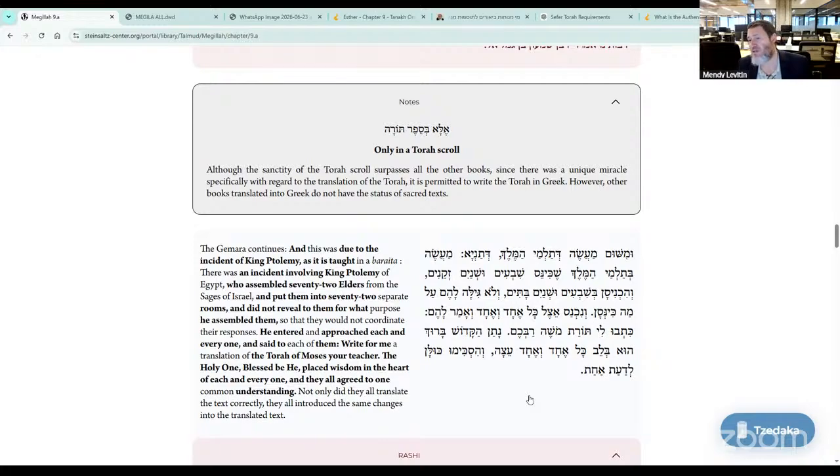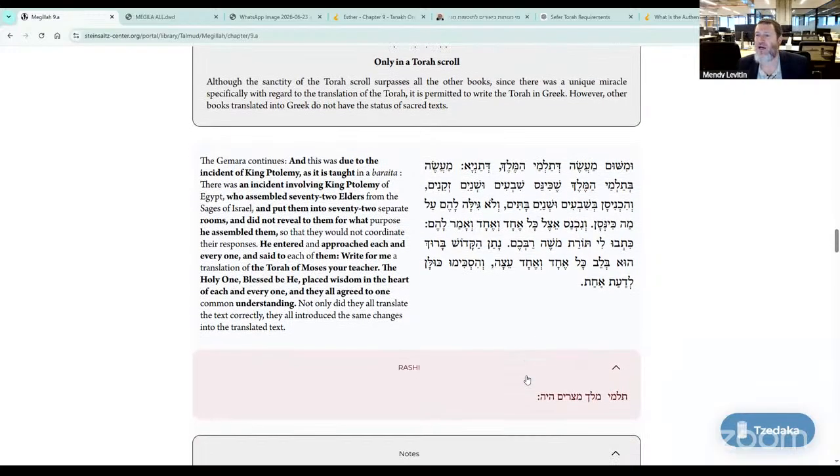Although Joshua did it as well, here Moshe wrote it in 70 languages. But that's another Gemara for another place. Moshe translated, but Moshe did it then on his own. Here they had to translate into Greek and they were put on the spot. So they all agreed. They all agreed how to change it.